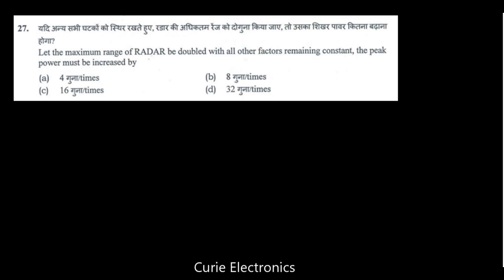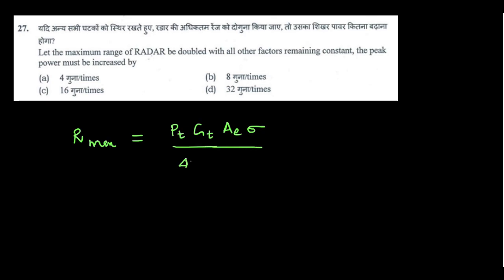Let the maximum range of a radar be doubled with all other factors remaining constant. The power must be increased by how much? The maximum range of a radar is given by transmitted power, gain of the transmitter, effective area of the receiver, then the target area, the wave should hit and reflect back, upon 4 pi whole square S min. What is this S min? When maximum range is reached, the signal received is minimum.